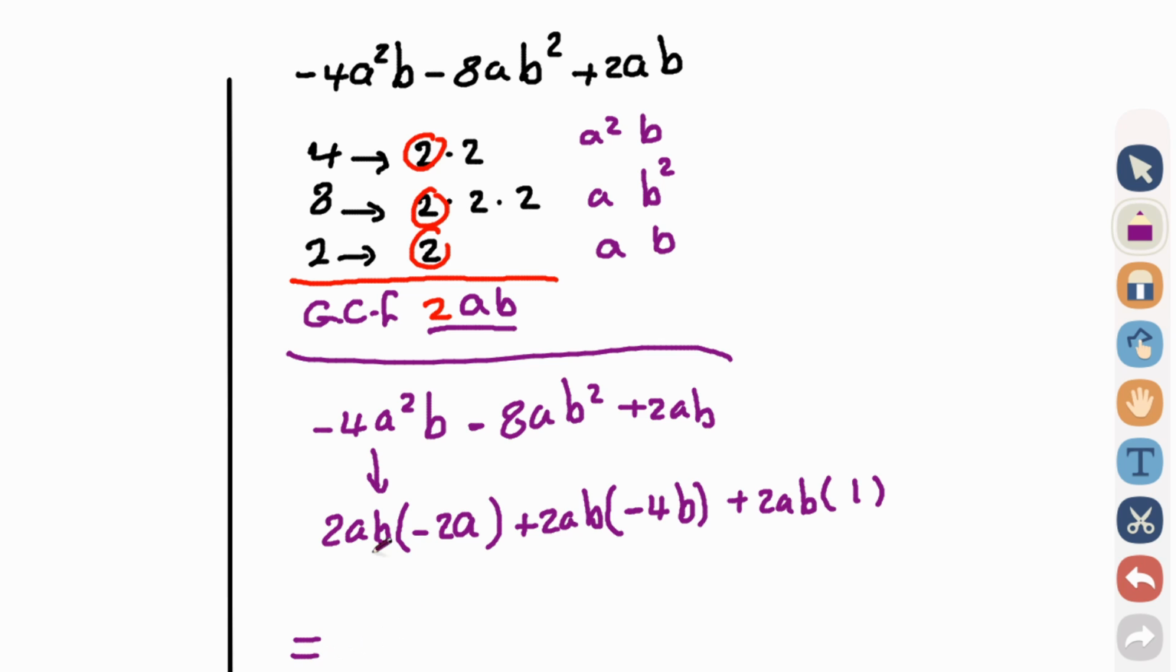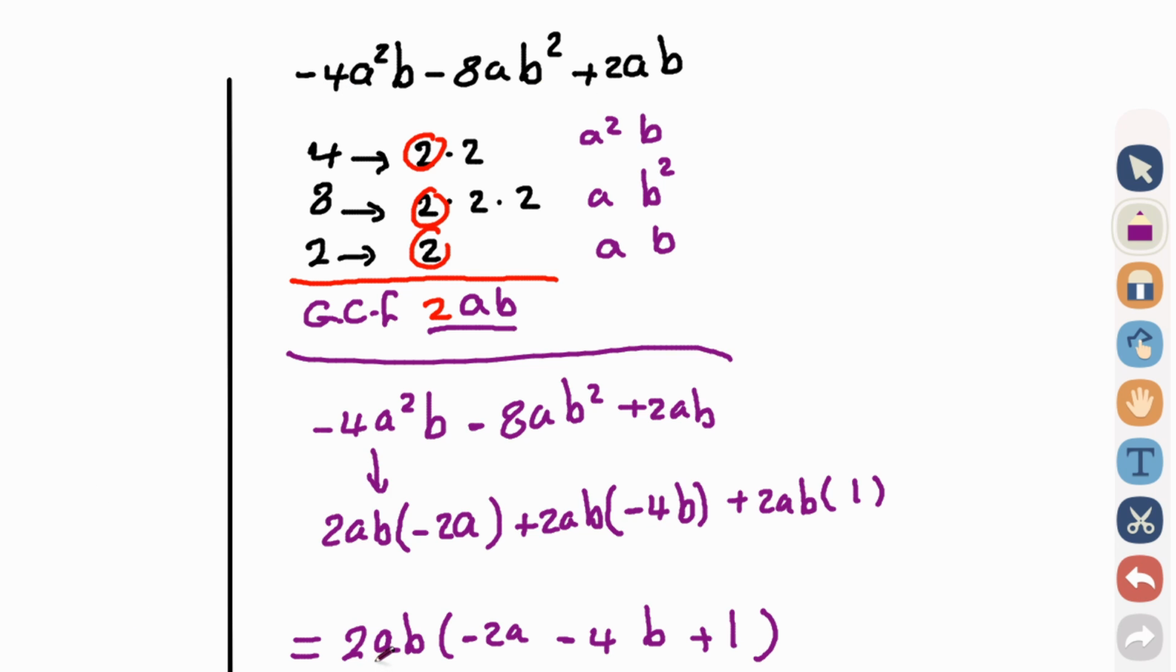Now, the last step is to write the greatest common factor as one time outside a bracket and write all the remaining factors inside the bracket. So the remaining factor is negative 2a minus 4b plus 1. To check your answer, you use the distributive property and you will get the first trinomial.